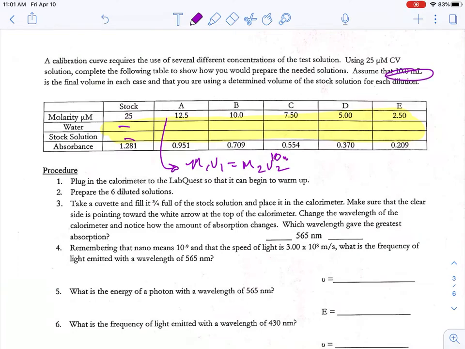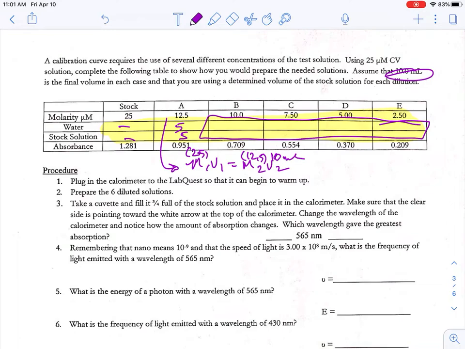So you can have 10 milliliters of a 12.5 molar solution, and you're going to start with 25. And so, surprise, surprise, to make this work out, you're going to have 5 and 5. So what you need to do is go in and fill out all of this. Now, what I did is I've recorded these numbers.